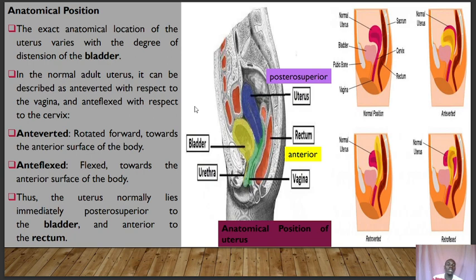So thus the uterus normally lies immediately posterior superior to the bladder. So where is the bladder, guys? You're saying it normally lies posterior superior to the bladder. So the bladder is here, guys. You can see the uterus, which is here, is behind the bladder, but it's superior. It's above the bladder. That's why it is posterior superior.